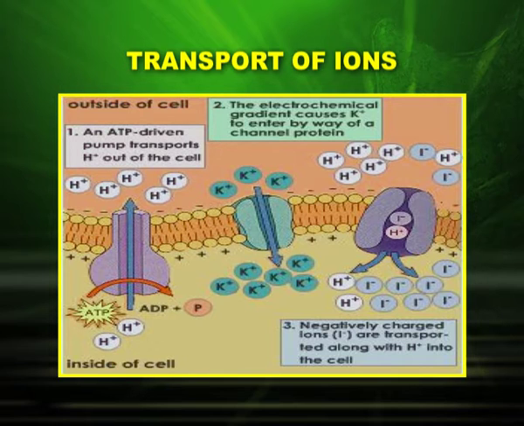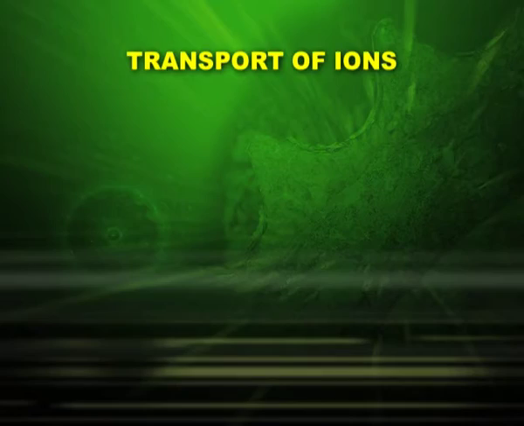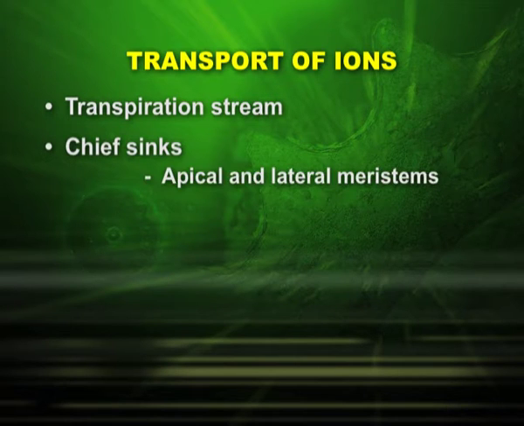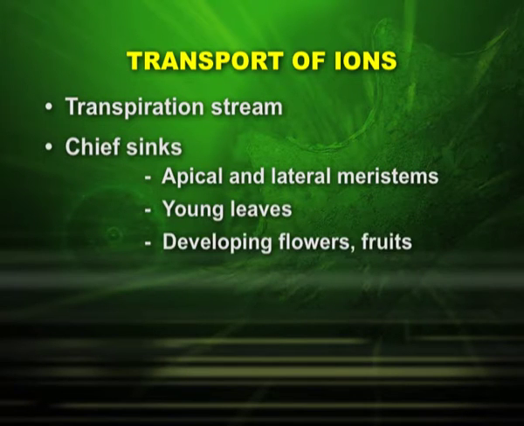After the active absorption of ions, let us see how the mineral ions are translocated. The important features of translocation here are, one, it takes place by the transpiration stream. Secondly, there are chief sinks in the plants. Let us see what these chief sinks are: apical and lateral meristems, young leaves, developing fruits and storage organs.